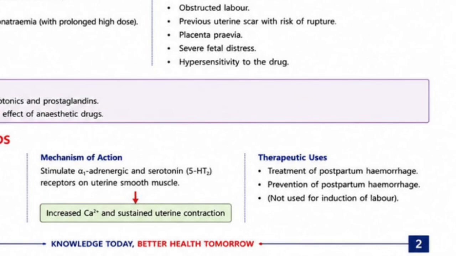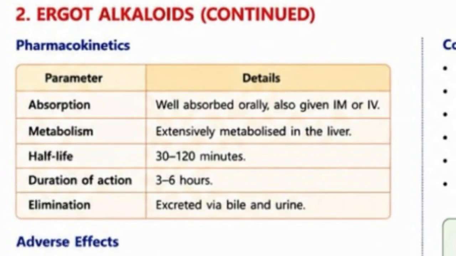You get it now? One thing you have to know: it is absorbed orally, which we talked about in the last video. But some patients can be given parenterally, which is IM and IV. It is metabolized by the liver. And remember, ergometrine stays for less than 120 minutes, which is 2 hours, while methylergometrine stays for at least 4 hours. You get it now?